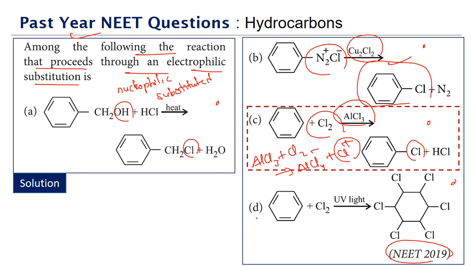Next, if you look at option D, what is option D? Benzene reacting with chlorine in the presence of UV light. It is giving the addition product. So what is happening? The chlorines are getting added in place of the double bonds. So this is an addition. This is not a substitution. Okay. So the correct answer for this is option C.